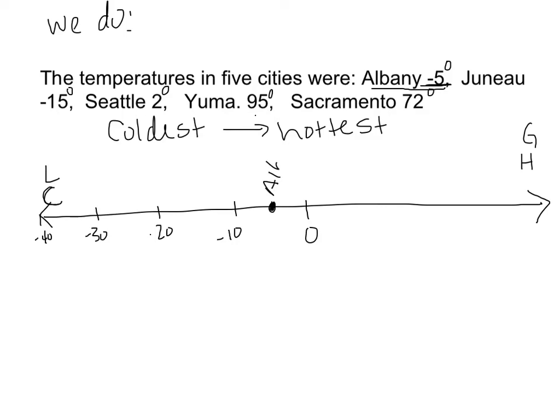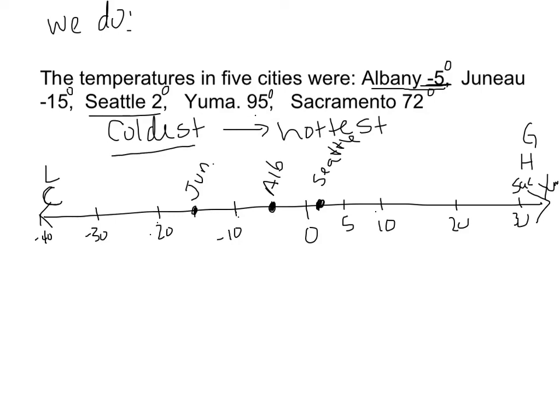That's Albany. Juneau is at -15. Well, that's 5, 10. 15 would be between 10 and 20. That's Juneau. Seattle is +2. So if we had 10 positive, that'd be 5. 2 is going to fall somewhere in there. Yuma at 95, that was 10, 20, 30, way over here. We'll just put Yuma. And Sacramento at 72. It's way over there too.